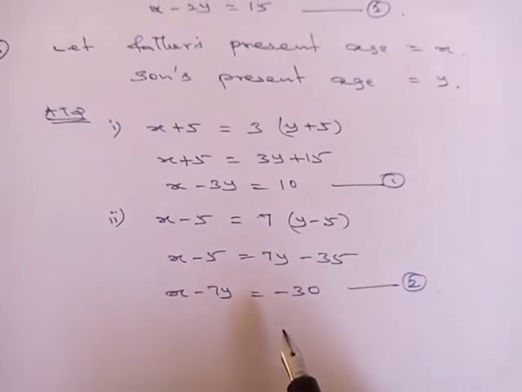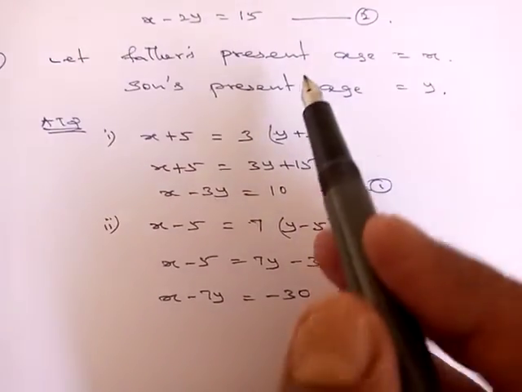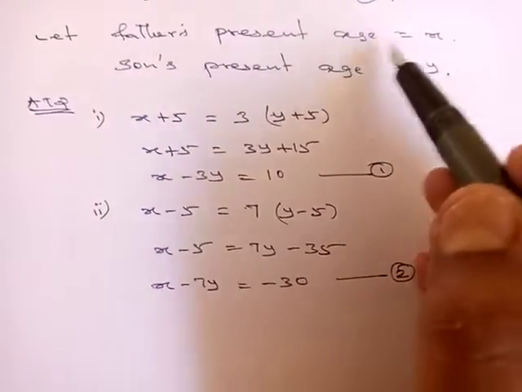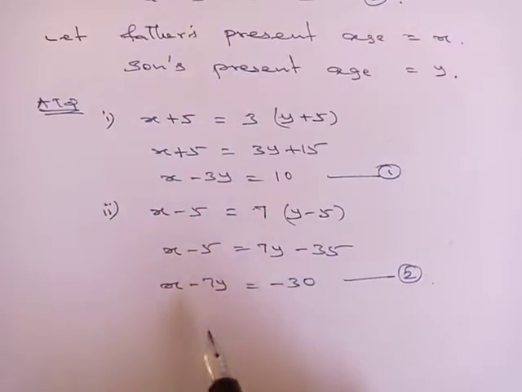Solve these two, you can get x and y. That means the present age of the son and the present age of the father. Now the father's age is x, the son's age is y. We can get these two.